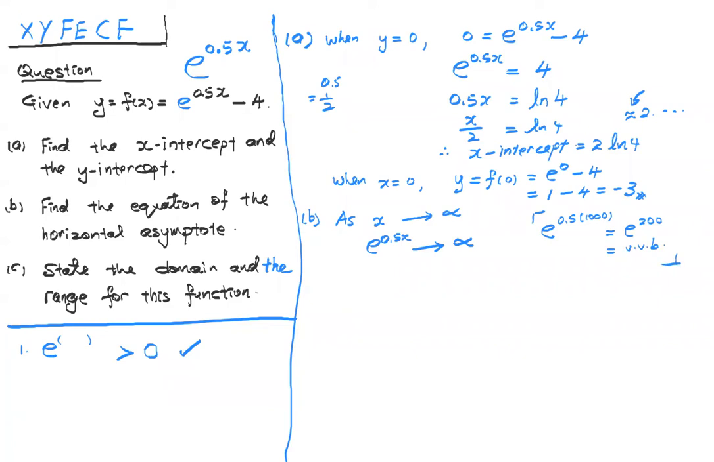Okay, so now, is my f(x) e to the power 0.5x only? No. So my f(x) is e to the power of 0.5x, take away 4. So what will it tend to? Okay, 500. So it will tend to what?